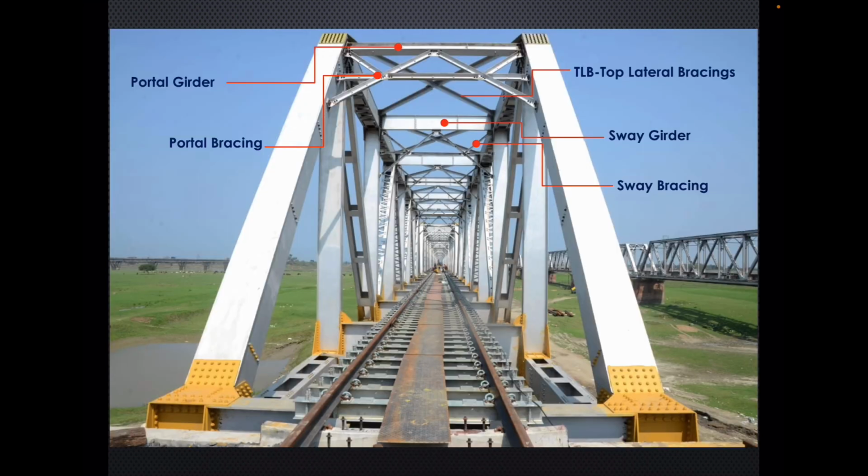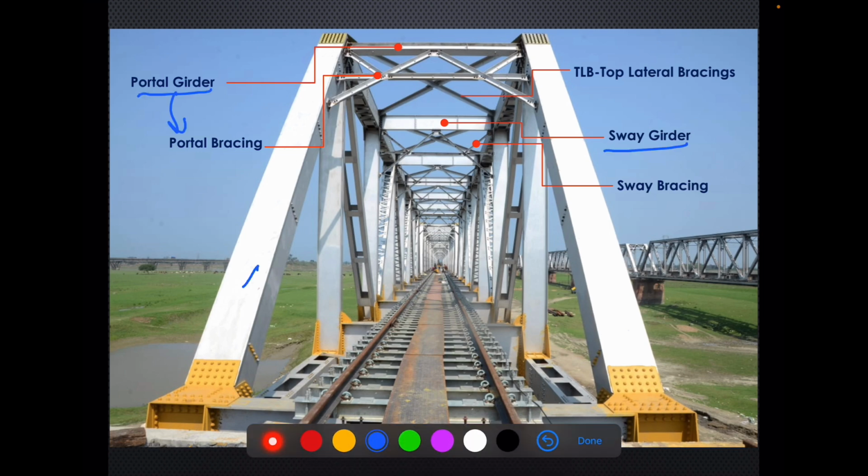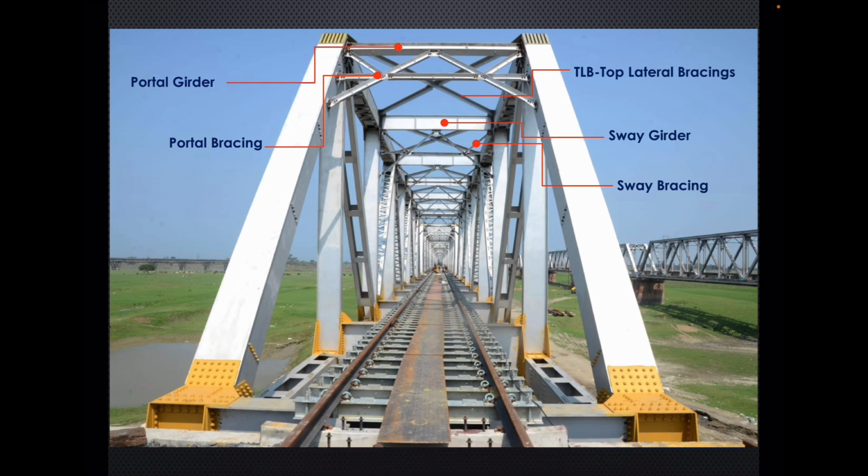Just to repeat these things, this is end raker, this is end raker, these are verticals, these are diagonals, this is bottom chord, this is top chord, and this is portal girder. These are portal bracings. Then we have sway girders, and associated bracings are called sway bracings. So let's move ahead.